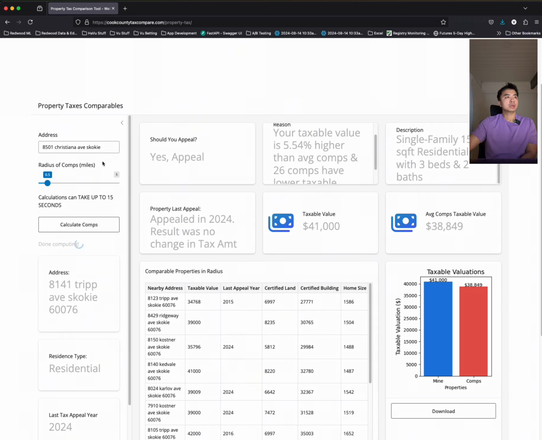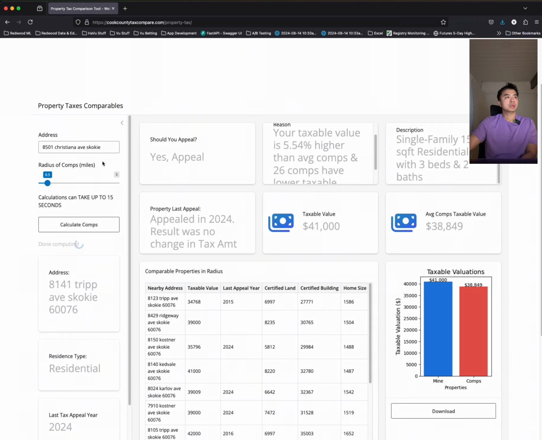For here, there's only 4 comparable properties in the radius, and the reason is that for this property, the pin proration rate is only 0.5, so that means there's 2 pins associated with this property, which is pretty unique. And so since there's only 4, we should increase the radius, try to find more matches, and then we can submit those to the county.